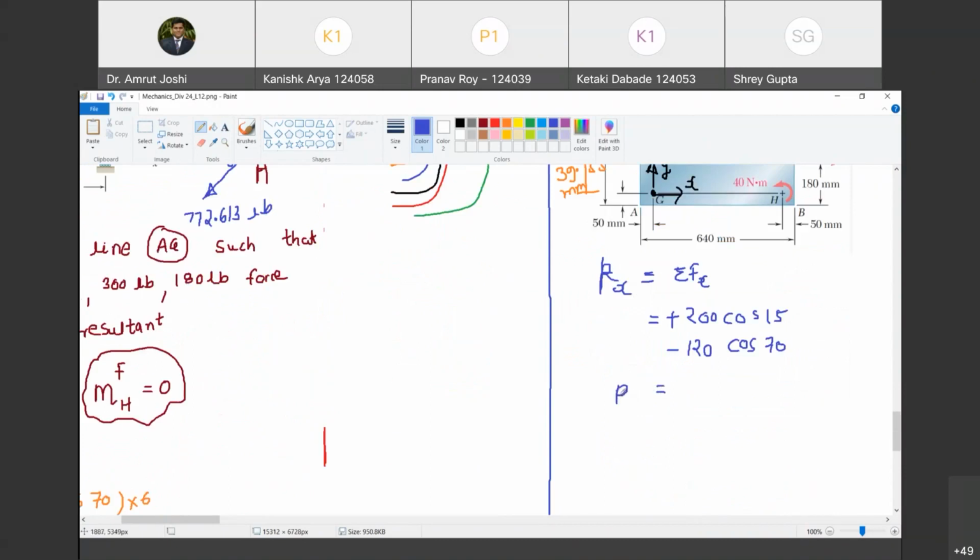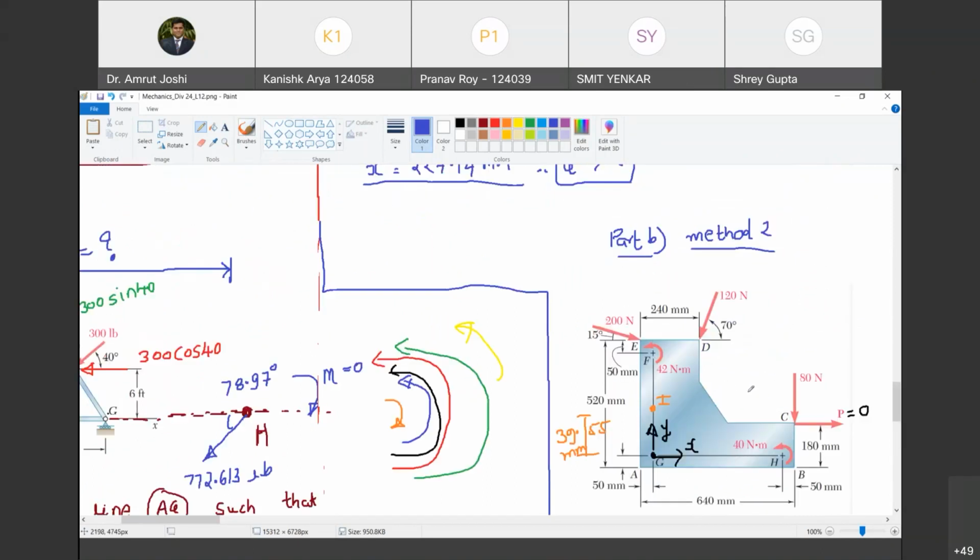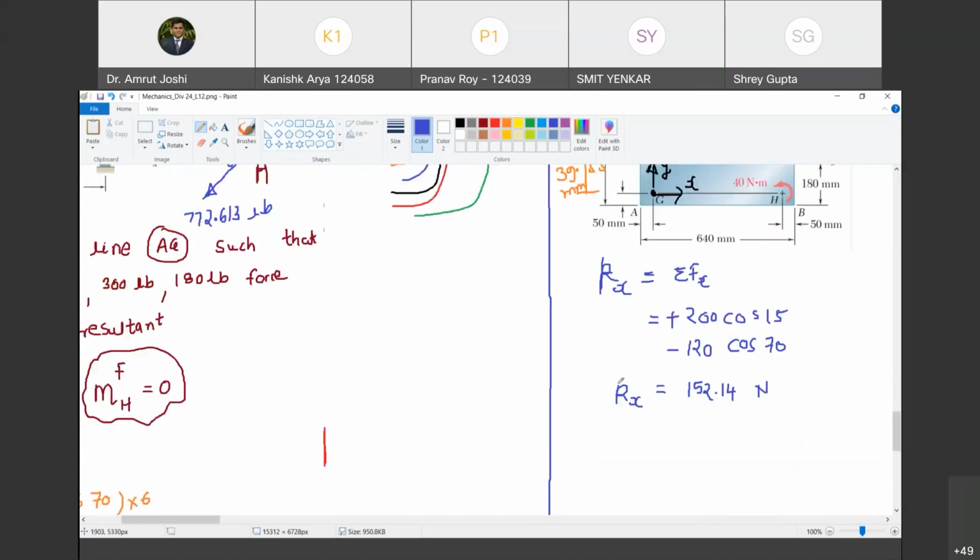So can you tell me how much is Rx? Do this calculation and let me know the value of Rx. So let us do it. 152.14. Yes, I also got that. 152.14. And what will be the unit? Unit will be Newton. Newton, sir. And as it is positive, so what is its meaning? It is in positive x direction and therefore it is towards right. Happy? Yes, sir. Okay.